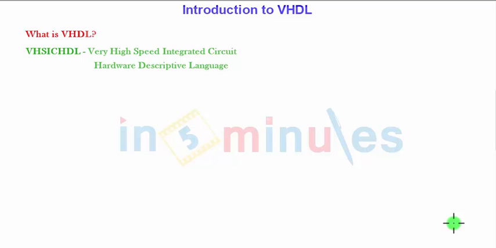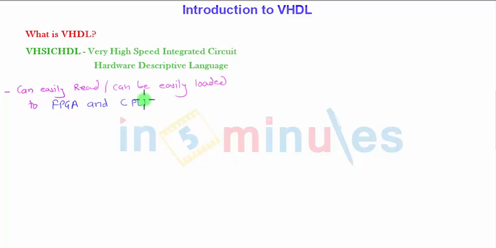It is going to be a language file, a programming section, the file which can easily be read and can be loaded to FPGAs and CPLDs, what we have seen in the last session. So the point is, the files can be easily read or can be easily loaded to FPGA and CPLDs. Now what are FPGAs and CPLDs? This we have seen in the previous sessions, that is field programmable gate array and the complex programmable logic devices, in which we can implement the complex circuits, combinational or sequential.